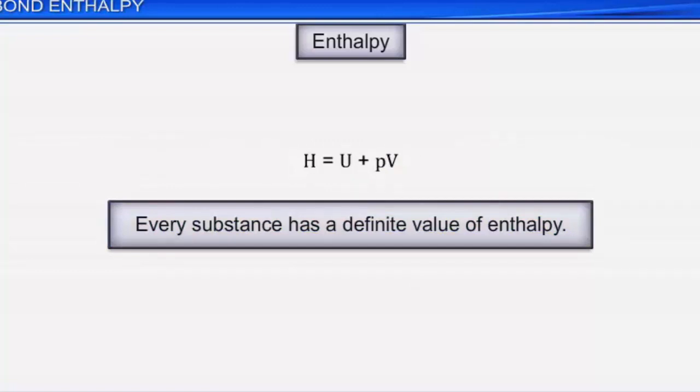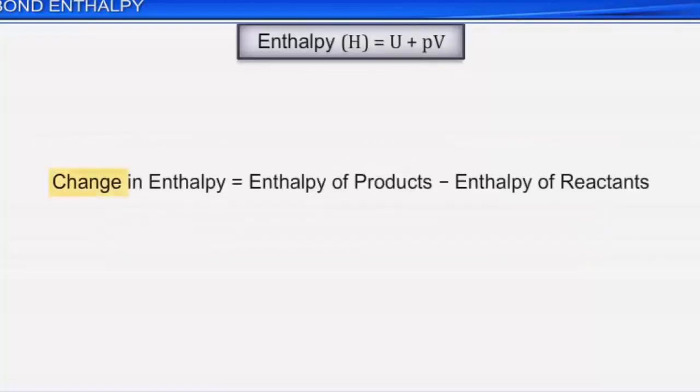The change in enthalpy is equal to the difference between enthalpy of products and enthalpy of reactants. The change in enthalpy may be expressed as delta H is equal to enthalpy of products, HP, minus enthalpy of reactants, HR.